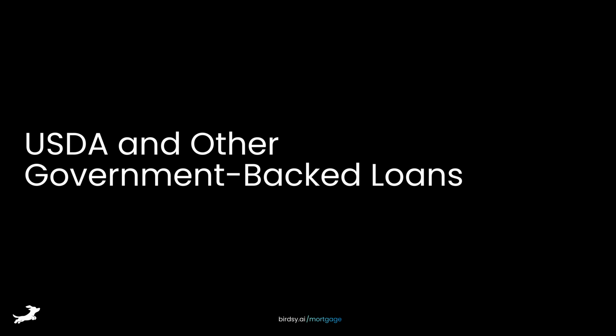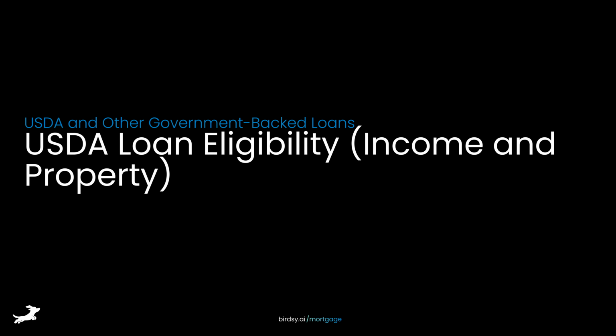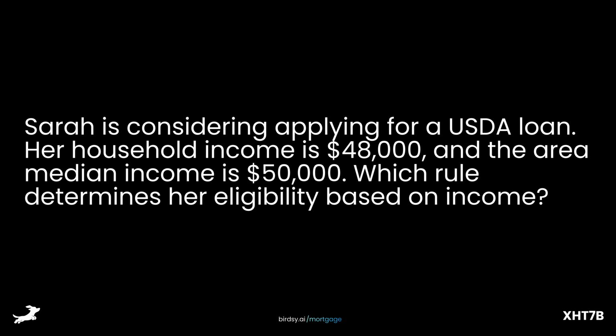USDA and other government-backed loans. USDA loan eligibility, income and property. Sarah is considering applying for a USDA loan. Her household income is $48,000 and the area median income is $50,000. Which rule determines her eligibility based on income?